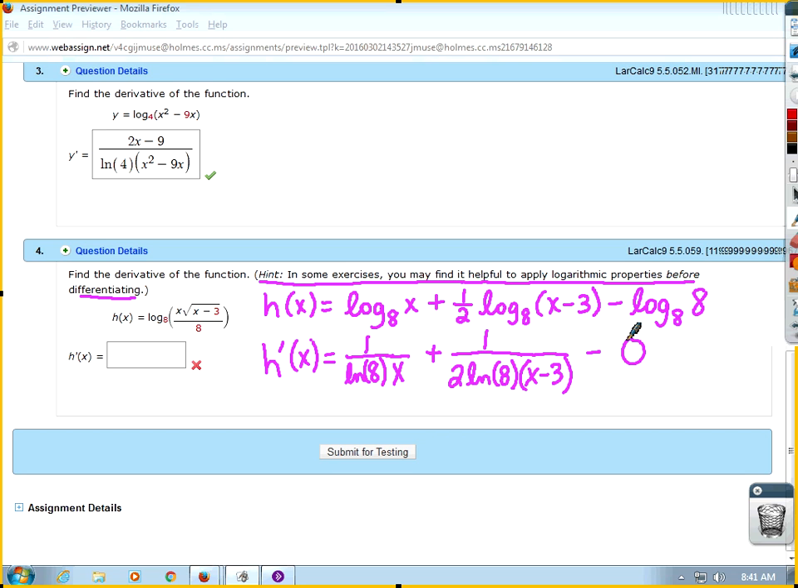Now, that answer is perfectly acceptable. However, I'm going to teach y'all how to get a common denominator for this. So the common denominator would be 2 natural log of 8 times x minus 3. That just comes from the product of all the different things we have in the denominator. We have the 2, the ln 8, the x minus 3, and then I already have the ln 8 for that term, our first term, and then we have the x.